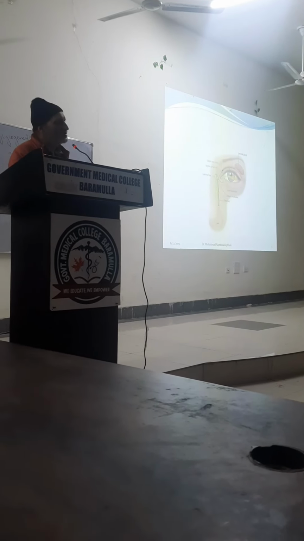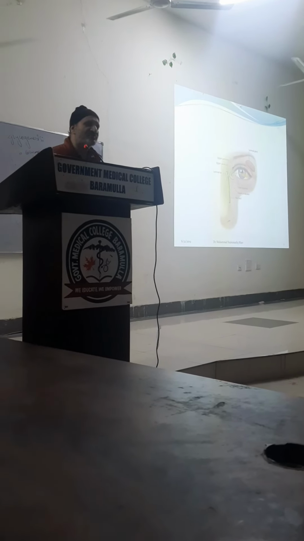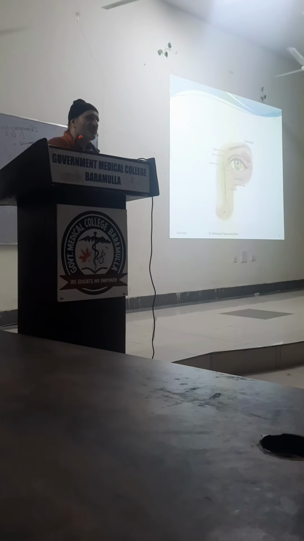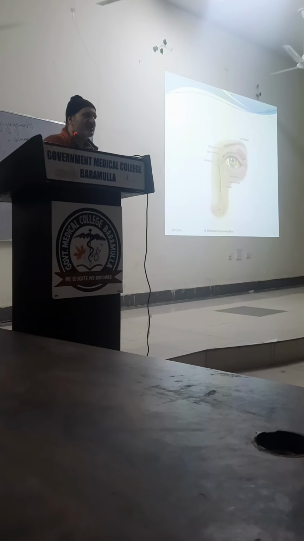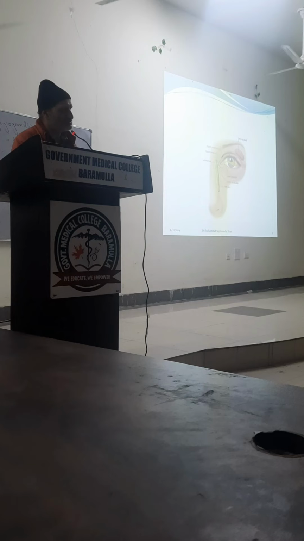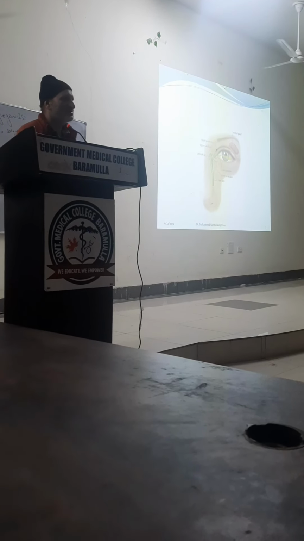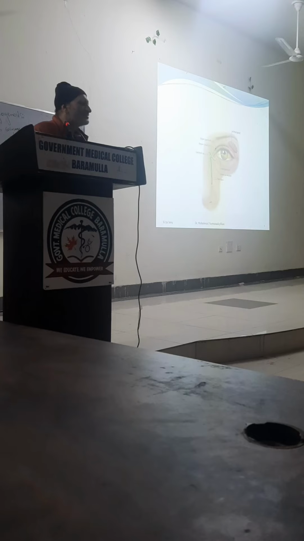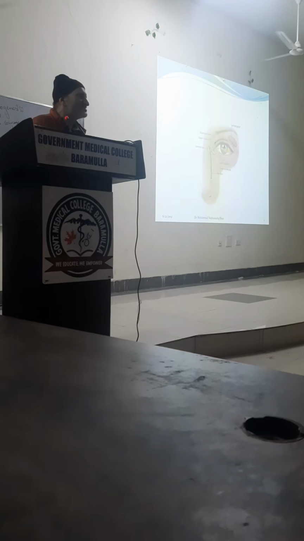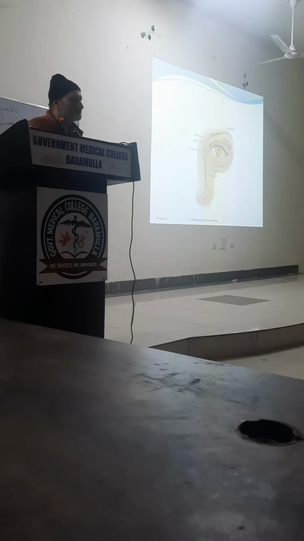One of the factors of corneal transparency is the tear film: tear film integrity, tear film smoothness, and epithelial smoothness, which is created by the mucin and aqueous layers. Then the other thing is the constituents of the tear film.